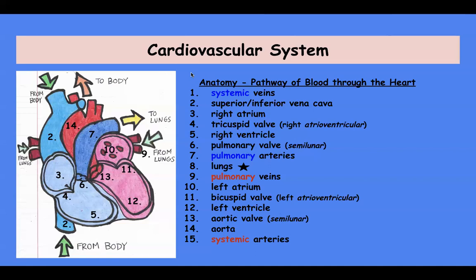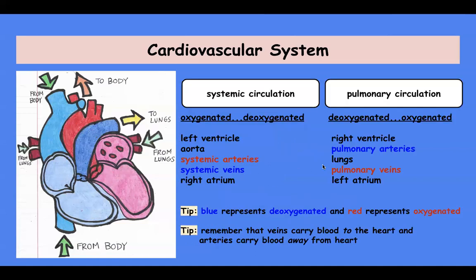Any questions before we move on and dive into systemic versus pulmonary and those types of valves and circulations? Any questions on this before we move on? No? Okay, awesome. All right.